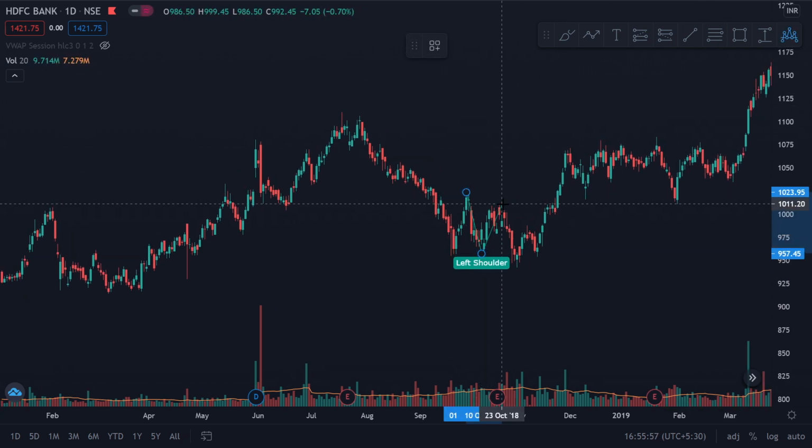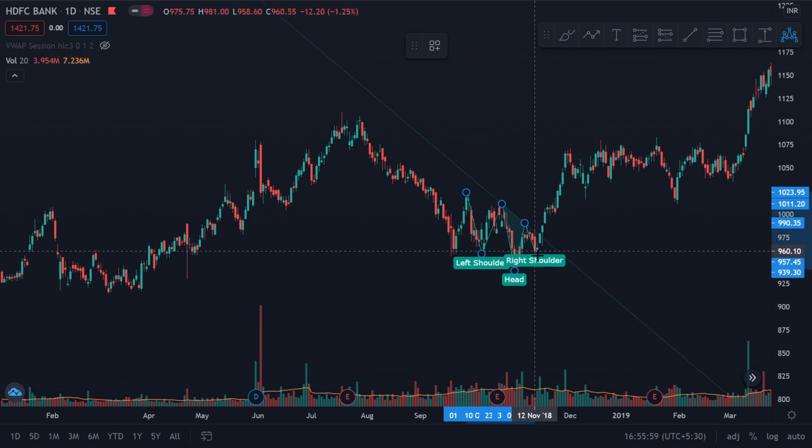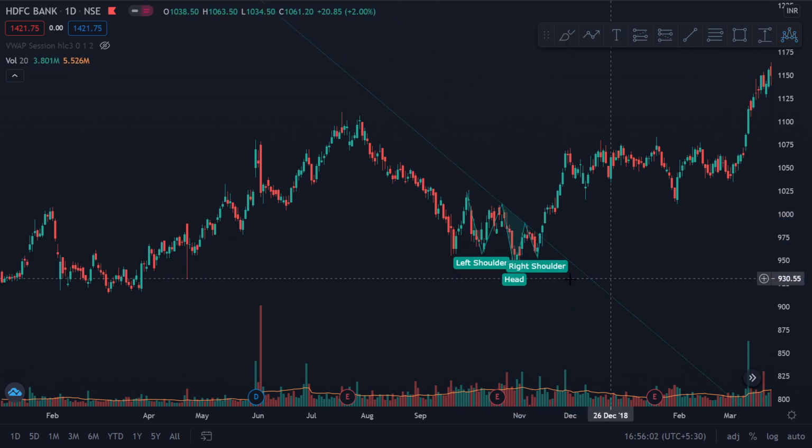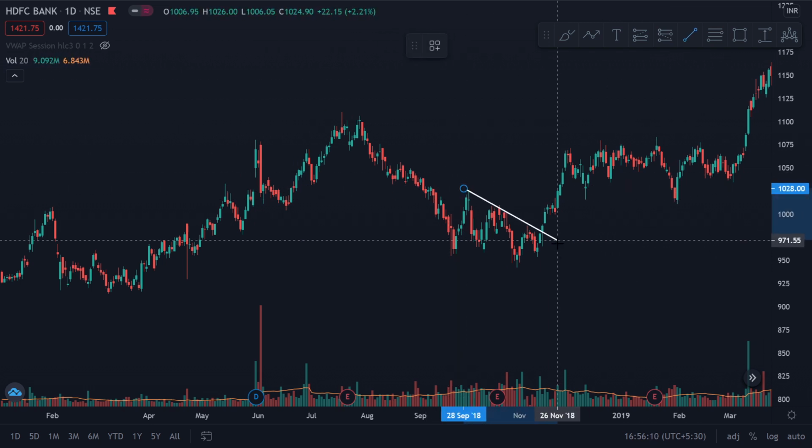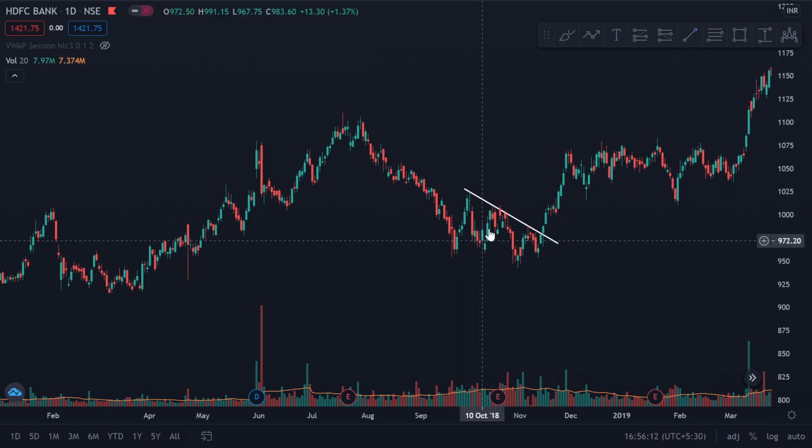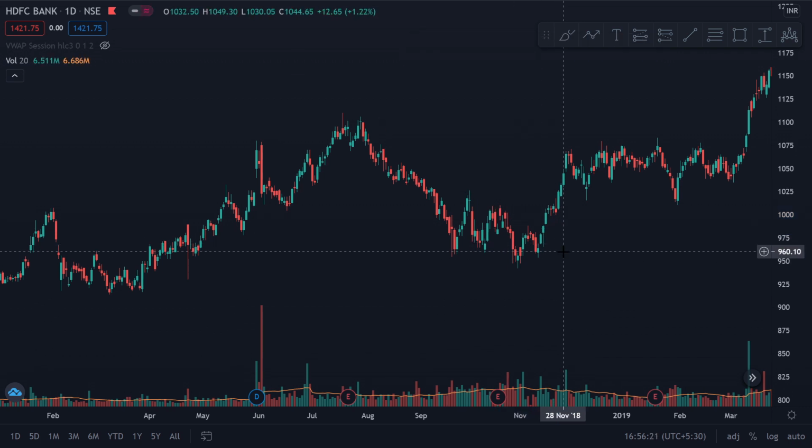this is my head and this is my right shoulder, right? So this neckline is in no way horizontal. The neckline I see here, this is my neckline. This is the left shoulder, head, and the right shoulder, and this is the neckline. So this is another inverted head and shoulders pattern example.